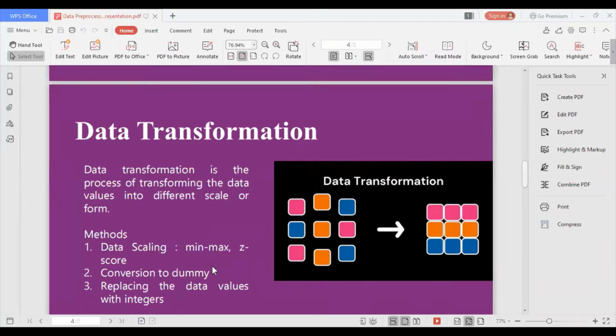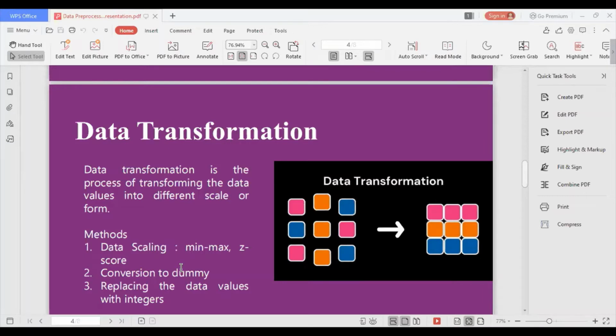We also have conversion to dummies and replacing data values with integers. For example, you collect a data set of genders of people, and the values are either male or female. Do you get that? You can replace male with 1 and female with 0. So that's replacing data values with integers.